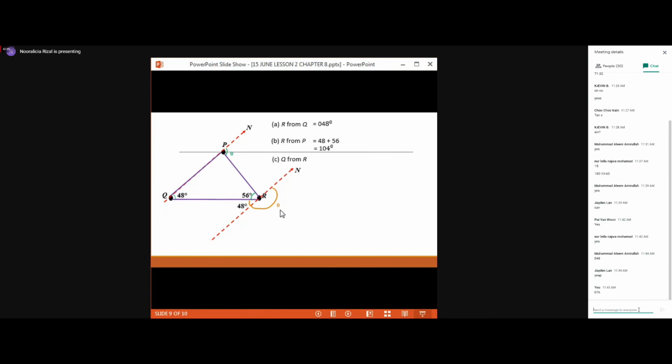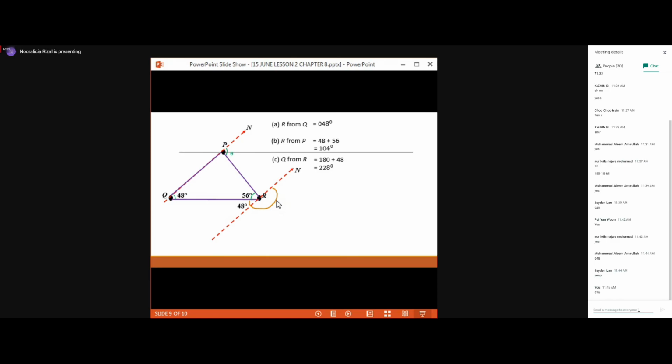Zigzag. So here should be 48, because we can use zigzag with straight line, straight line, straight line. So this is 48. Now look at this, isn't it a semicircle? So the bearing of Q from R should be 180 plus 48, you will get 228 degrees.